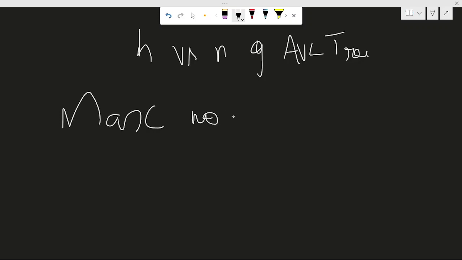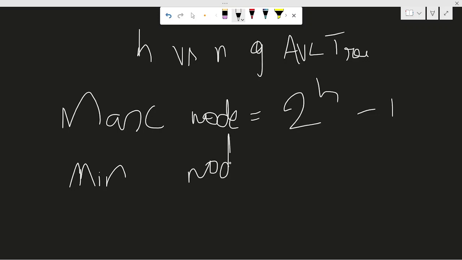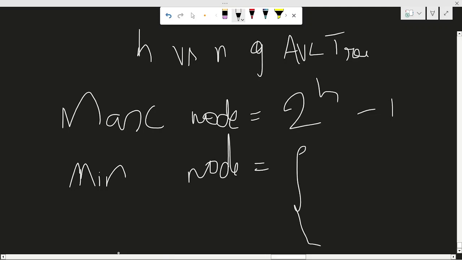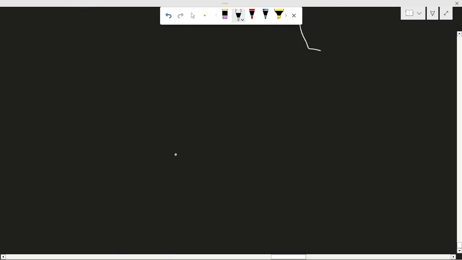So the maximum nodes that can be used in order to make an AVL tree of height h, provided that height starts from 1, is 2 power of h minus 1. This is important. 2 power of h minus 1. Okay, now what is the minimum number of nodes? What is its formula? It has some three formulas, right?